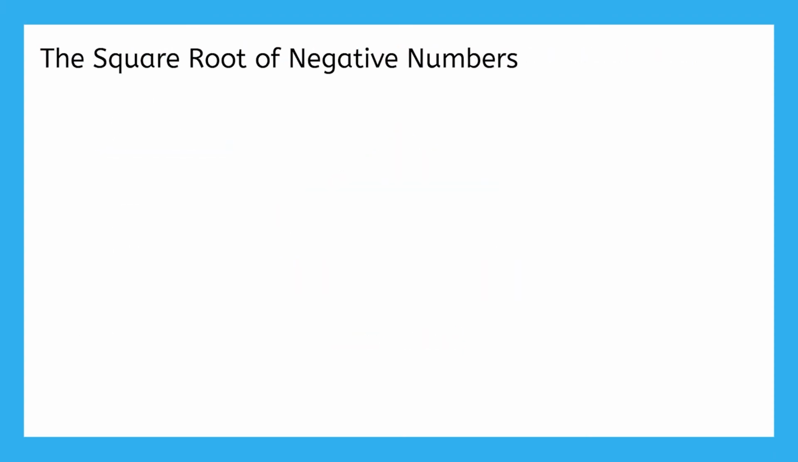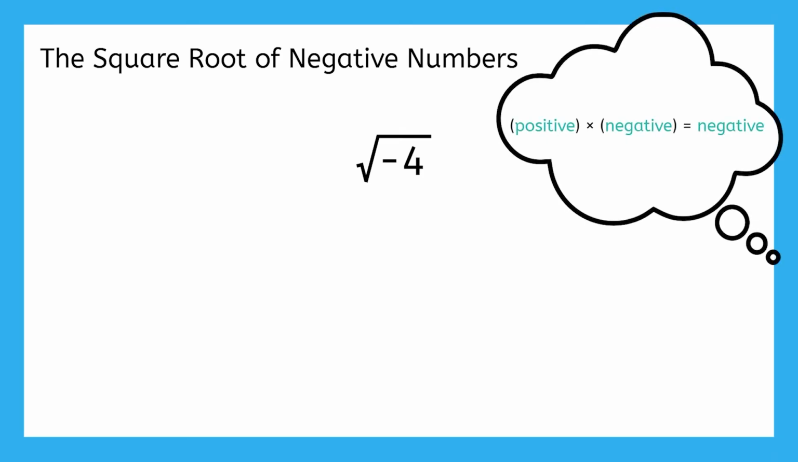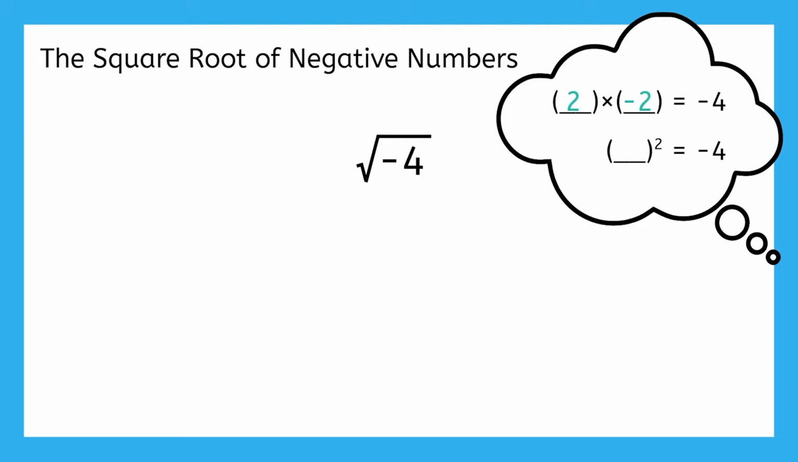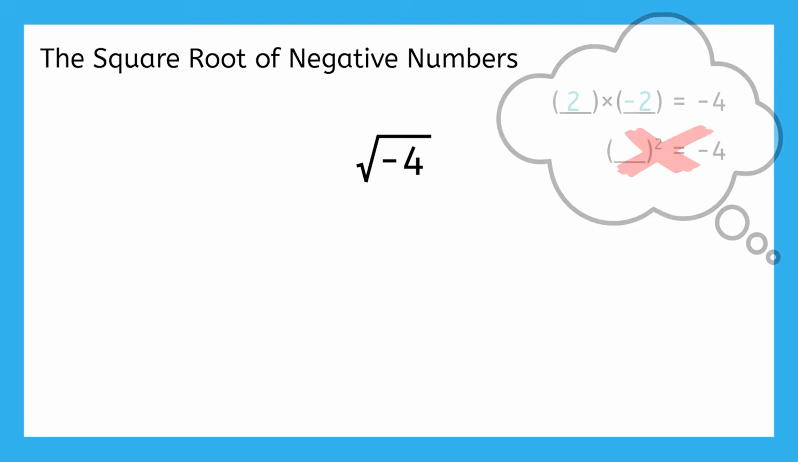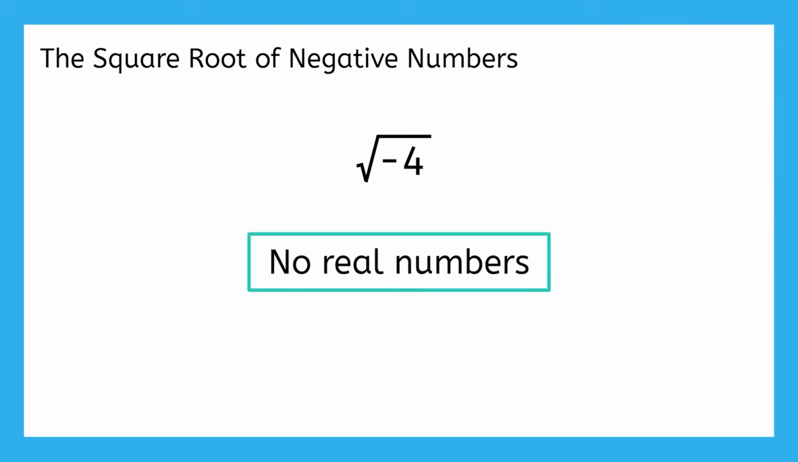While we're thinking about negative numbers, what if we try to take the square root of a negative number, like negative 4? The only way to multiply two numbers and get a negative number is with one positive and one negative. Positive 2 times negative 2 equals negative 4, but that's not squaring because we're multiplying two different numbers. Since we don't know any numbers that give a negative number when squared, we'll write no real numbers as our answer.